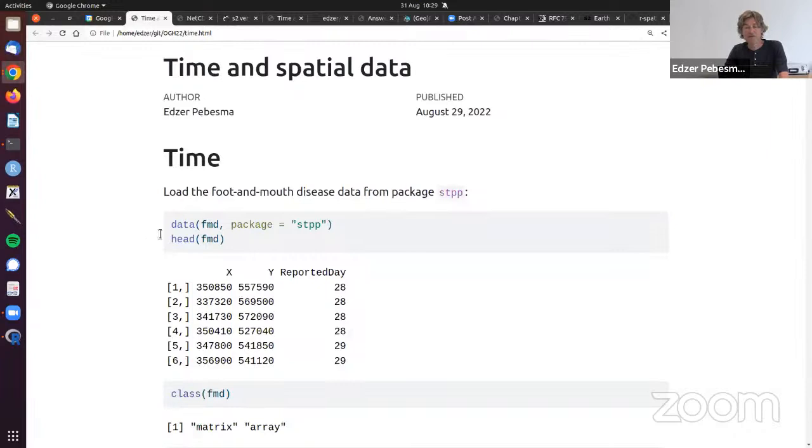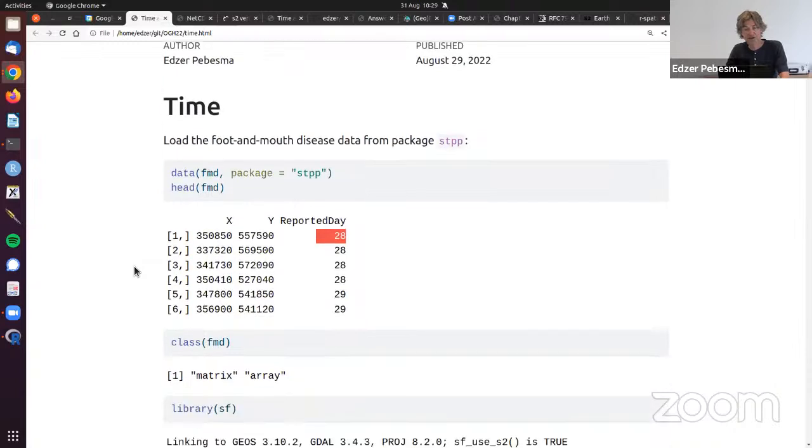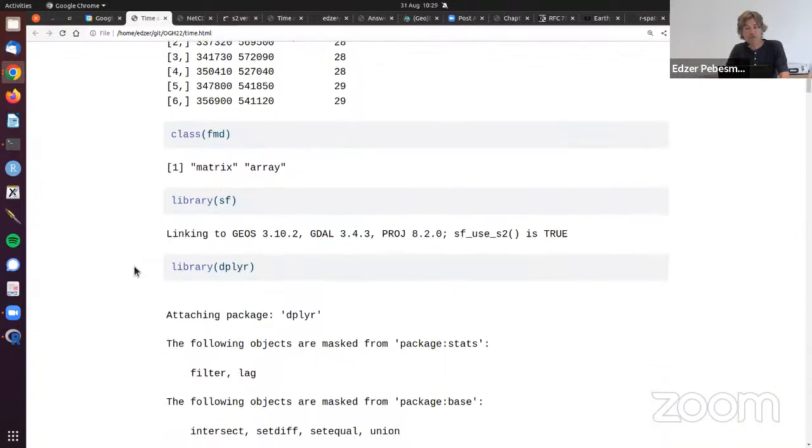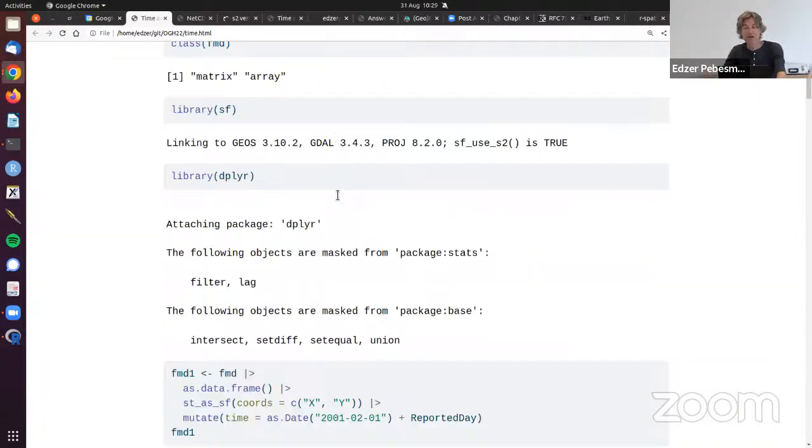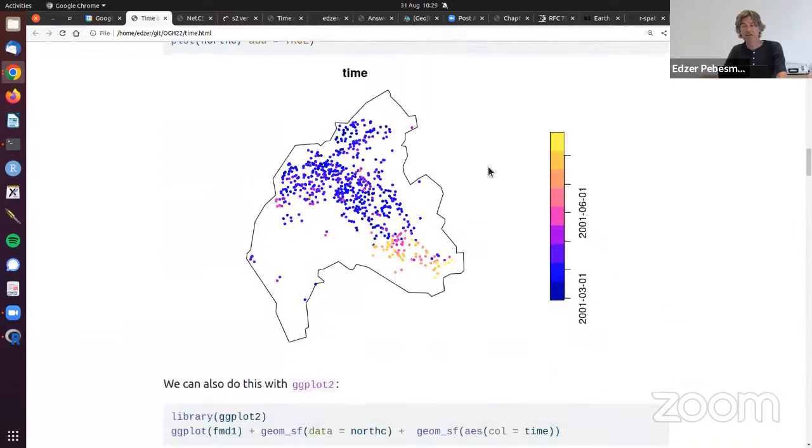So, for instance, here is a data set that comes from the package stpp, which is the cases of foot and mouth disease, FMD. This is an epidemiological or veterinary data set where we have the coordinates and the day of a disease outbreak, an outbreak of foot and mouth disease. And you can basically handle this and say, okay, these are the points and these are the times, but these data are irregular, right? We have a data set, let me see, here's the plot.